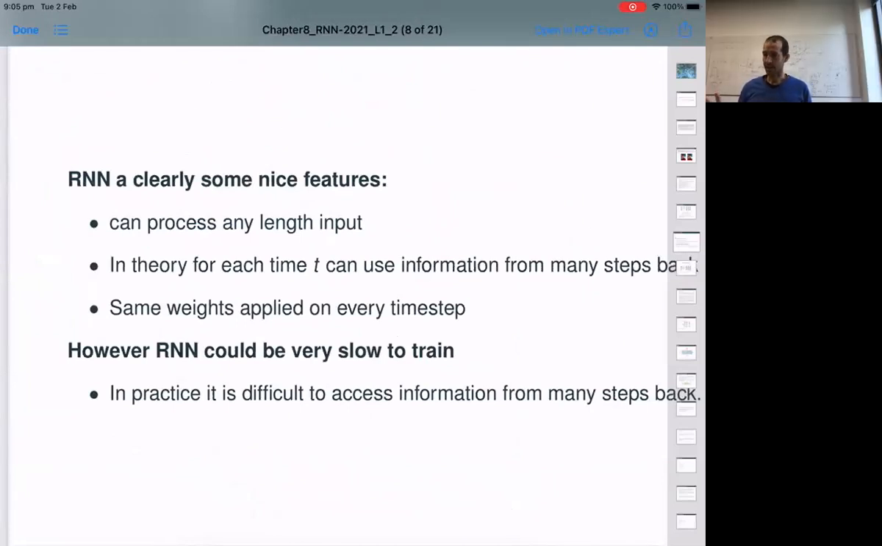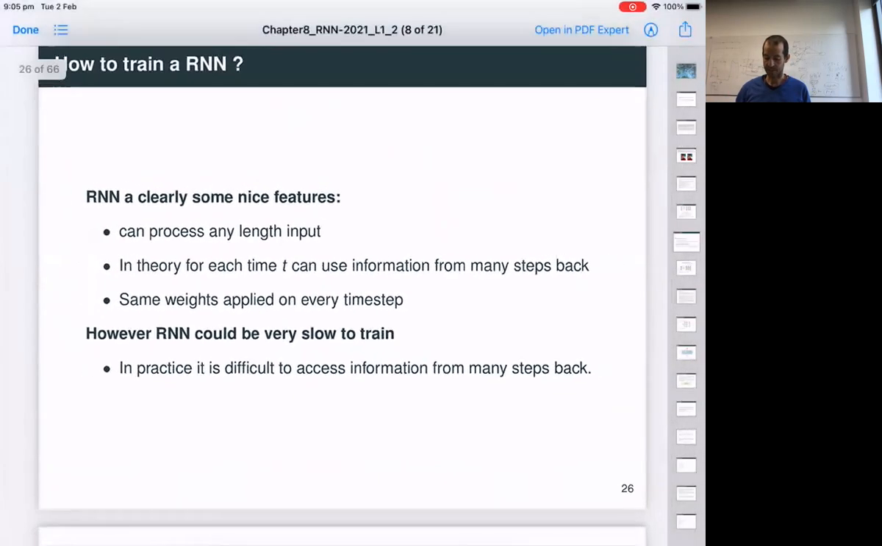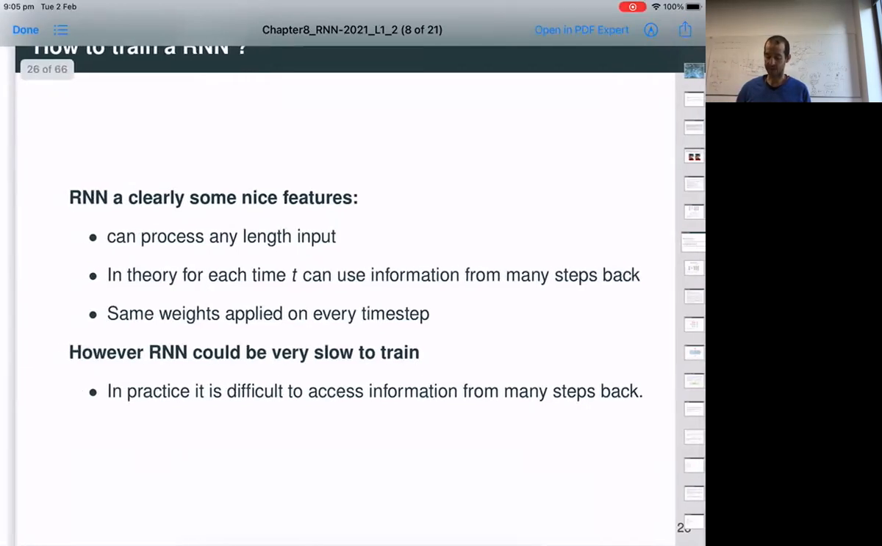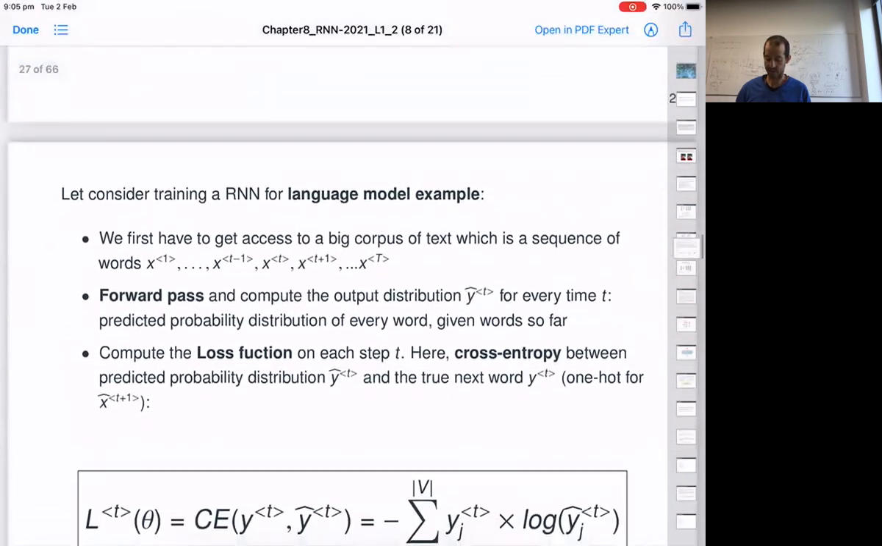So the RNN has nice features, we say. It can process any length input, and in theory, for each time t, can use information from many steps back. But we see some trouble maybe. And we have the same weights applied at every time step. But we see that the RNN could be very slow to train. And in practice, it is difficult to access information from many steps back. So this is a trouble, and we will see how to deal with this.